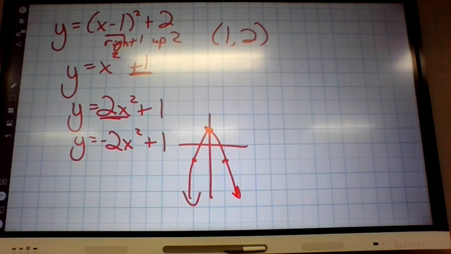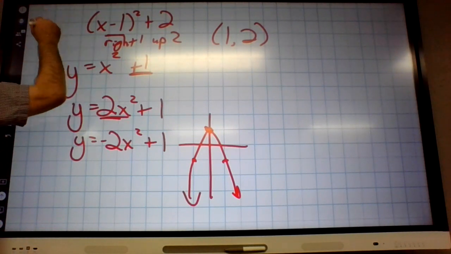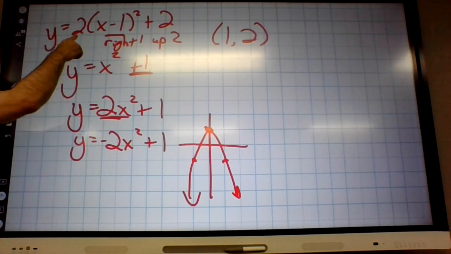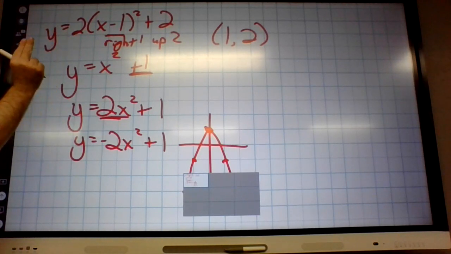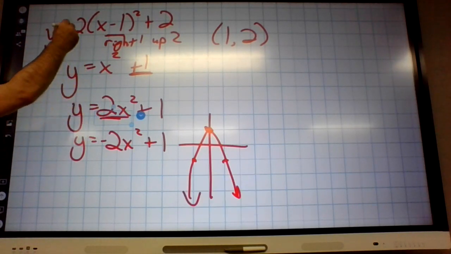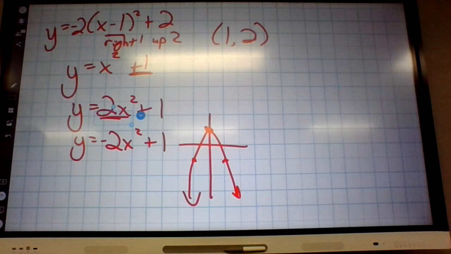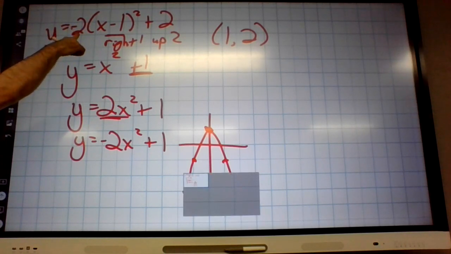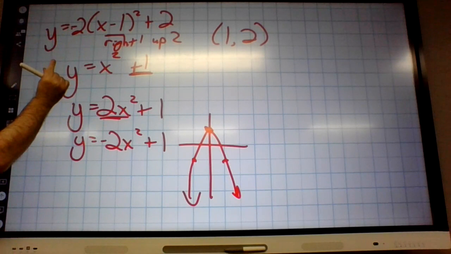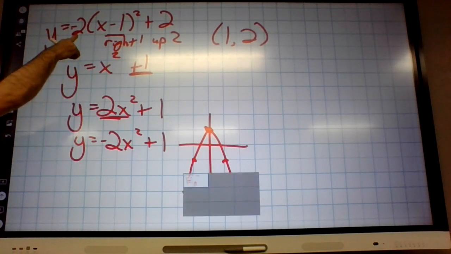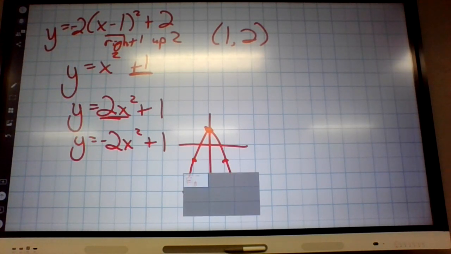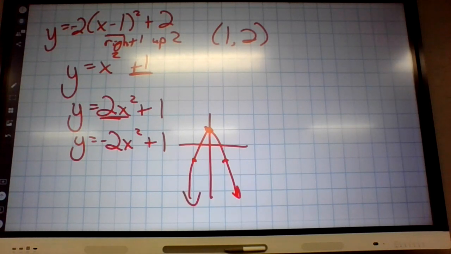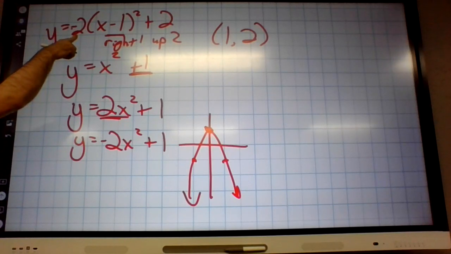Does that make sense? All right, what do you think would happen if I throw a 2 in front of that? It goes up twice as fast, just like this. What do you think would happen if I threw a negative in front of that? It goes down. So that kind of includes everything. If it's negative, it goes down. Positive, it goes up. If the number's bigger than 1, it goes up fast, steeper. If the number's less than 1, it goes up slower, so it's flatter.